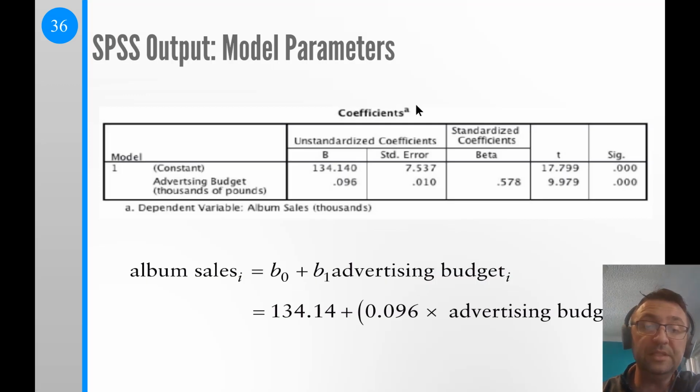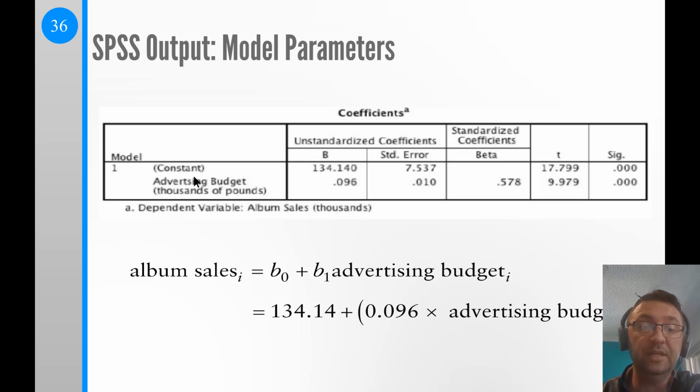And then these are the output of the model parameters. This looks all a bit scary, but the key thing to do when you're reading an output like this is to go straight to the significance. Is it significant? It turns out both of these are significant. And if so, then you read the unstandardized coefficients.